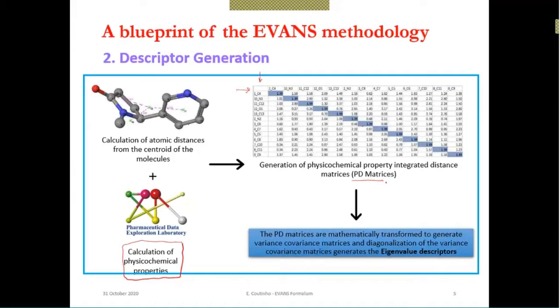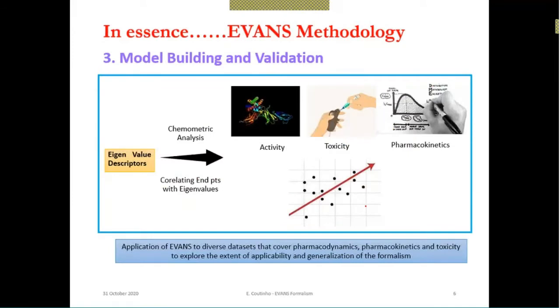So you can see the off diagonals represent the distances between the atoms, and the diagonal is populated with a particular physicochemical property. That could be lipophilicity, it could be an electronic property, it could be anything. Okay. So once we have these matrices, we convert them into the variance and covariance matrix, then we diagonalize the matrix, and that diagonalization produces what I call the eigenvalues and the eigenvectors. So that's how the methodology derives its name. So I repeat, diagonalization of the PD matrices gives you eigenvectors and eigenvalues.